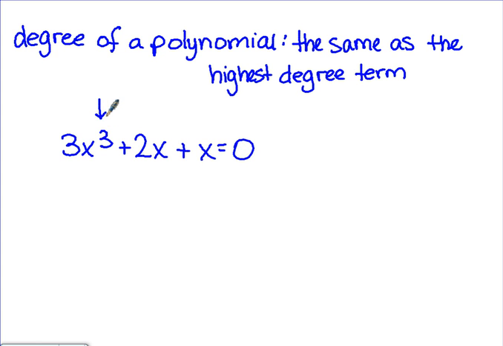All right, because we look at each term. This term has a degree of 3 by itself. This term has a degree of 2 by itself, and this term has a degree of 1 by itself, and we always go with the highest. All right, so this would be a 3rd degree term.